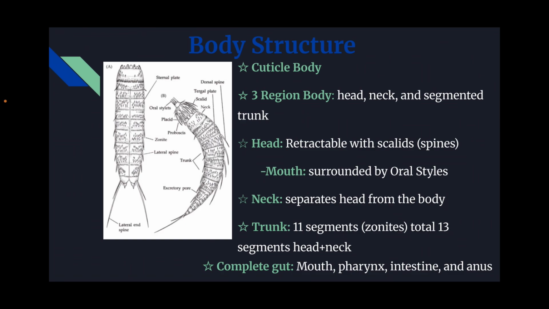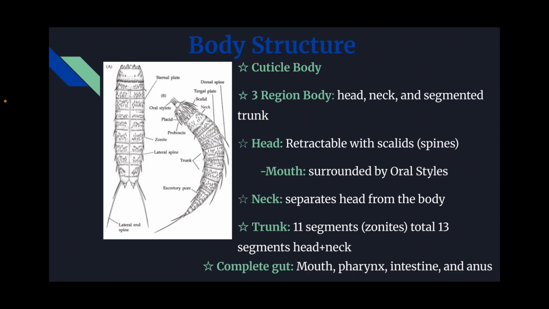Their body is separated into three regions, which would be the head, the neck, and their segmented trunk. The head is its most recognizable part, since it has the ability to retract, and it can be either for movement or to eat. The head is surrounded by these spines called scalids, which they use to collect their food and pull it to their mouth. The next part would be the neck, which just separates the head from the rest of the body. Then the trunk is composed of 11 segments or zonites, and if we include the head and the neck, then it would total 13 segments.